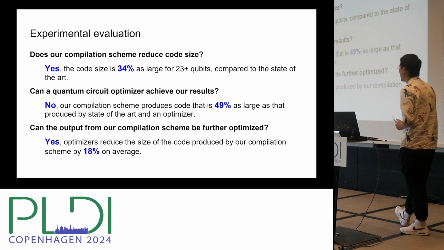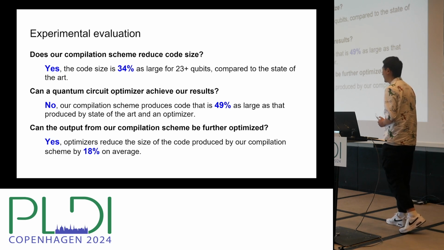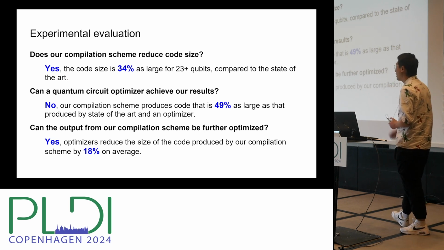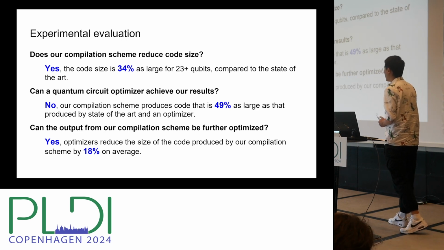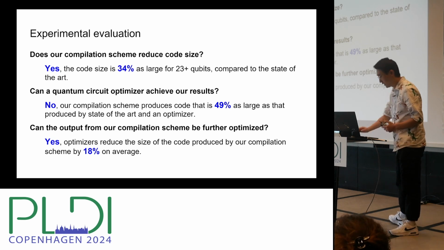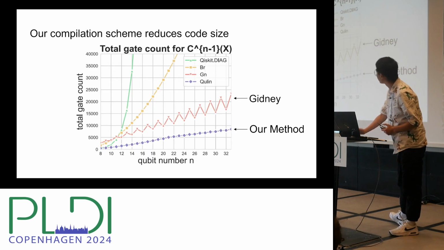And the third question is, can the output from our compilation scheme be further optimized? The answer is yes. You can take our compilation scheme and run it on a good optimizer. The code will be 80% smaller on average. So let's see those things on graphs.